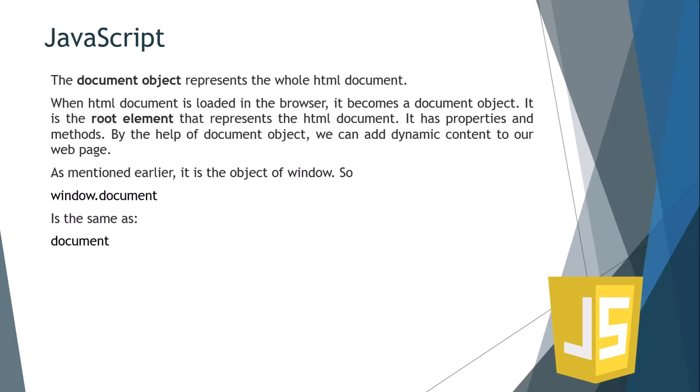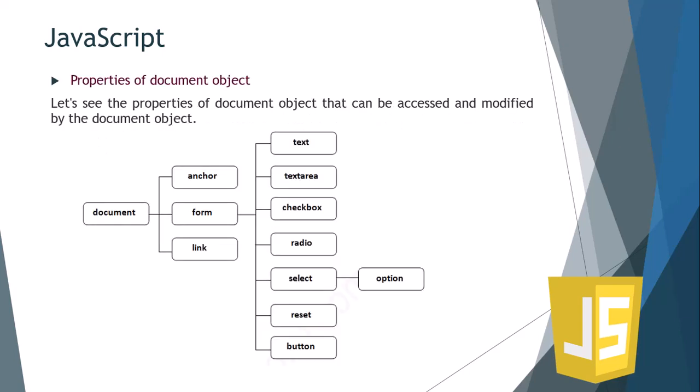As mentioned earlier, it is the object of Window, so we can use window.document. Window.document is the same as document, so we can use either window.document or document. Now, the properties of the document object. The three main properties of the document object are the link, the form, and the anchor. For the form, we have the button, reset, select, radio, checkbox, textarea, and text, while for select, we just have the options.